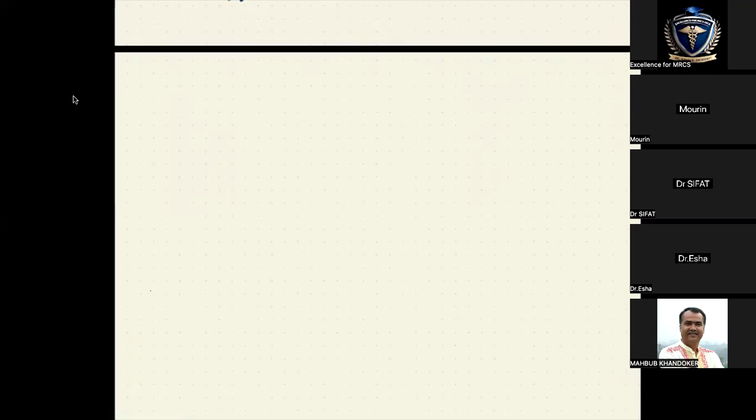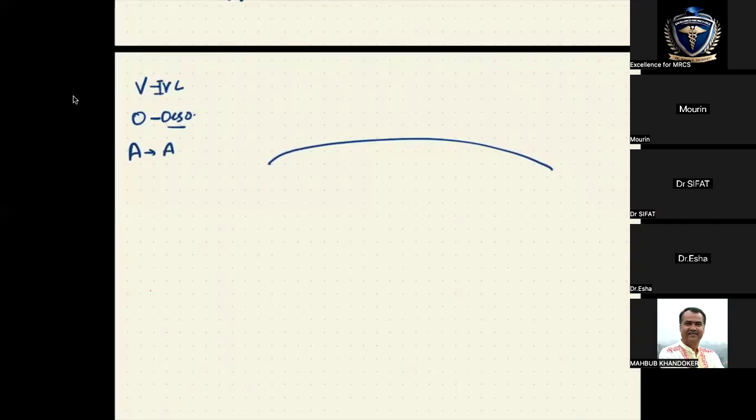Before that, I would like to give you a hint. At first, this is the diaphragm. The diaphragm has three apertures, and we use a mnemonic: "Voice of America." V for inferior vena cava, O for esophagus, and A for aorta.